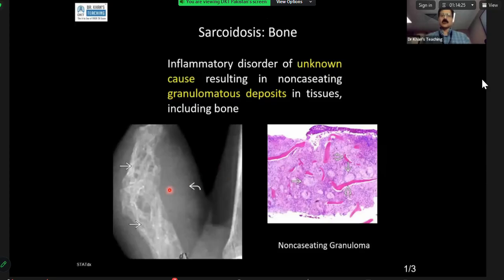Look at this soft tissue here. Look at this soft tissue. This is another case, and this is, of course, from STATdx. Inflammatory disorder of unknown cause resulting in non-caseating granulomatous deposits in tissues, including bone. So soft tissue swelling is very, very common. It can happen. Soft tissue nodule. Just remember that. So don't get confused if you find it.